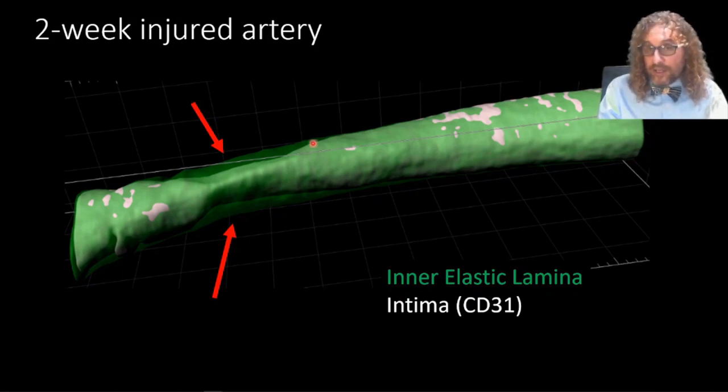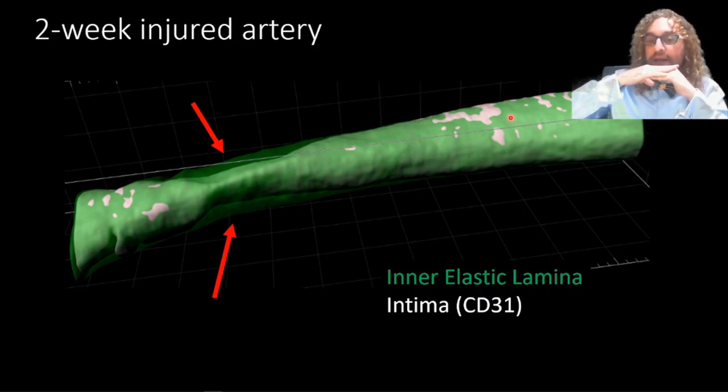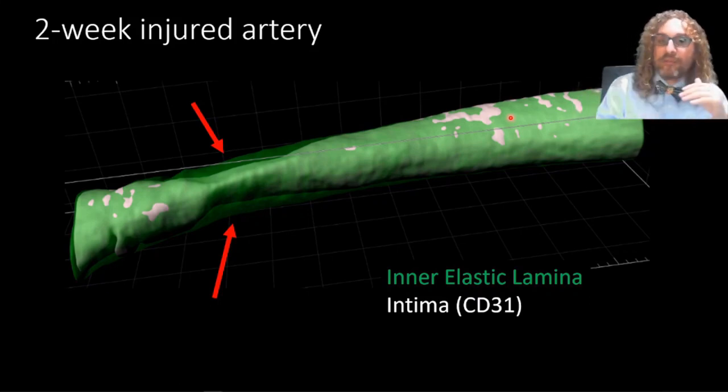So here the green is the internal elastic lamina enclosed volume, and the white is the CD31 enclosed volume. So you see a pinching in the lumen there, which is the site of stenosis. Where the artery has not been injured, like here, you see that the white, the CD31 positive, actually overlaps with the green, the internal elastic lamina, because in a healthy artery, the endothelial cells actually sit on top of the internal elastic lamina, and the noise of the method sometimes makes one look a little bit above the other, but basically they're sitting on top of the other.